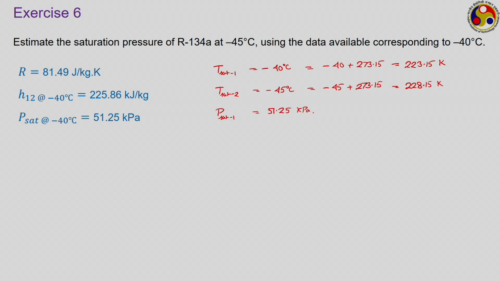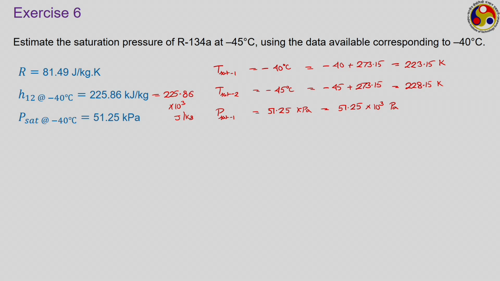51.25 kPa, that is 51.25 into 10 cube Pascal. I would always suggest convert everything to basic SI unit, so that there is less chance of making any mistake with the units. Here R is given as 81.49 joule per kg Kelvin. So, that is given in basic SI unit. However, there is a kilo factor in h_fg. So, this one can be written as 225.86 into 10 cube joule per kg.